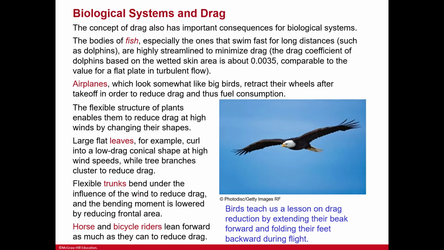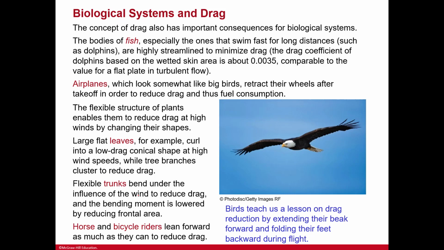So we talked a little bit about biological systems and drag. The concept of drag also has important consequences for biological systems. Bodies of fish, especially the ones that swim fast for long distances, and dolphins, are highly streamlined. You can tell by the body. They are very streamlined animals to minimize drag. The drag coefficient of a dolphin, based on their wet skin, is about 0.0035, comparable to that of a flat plate in turbulent flow.